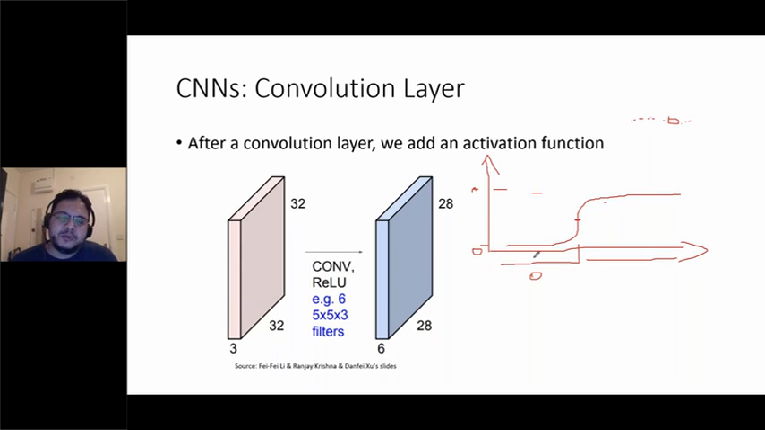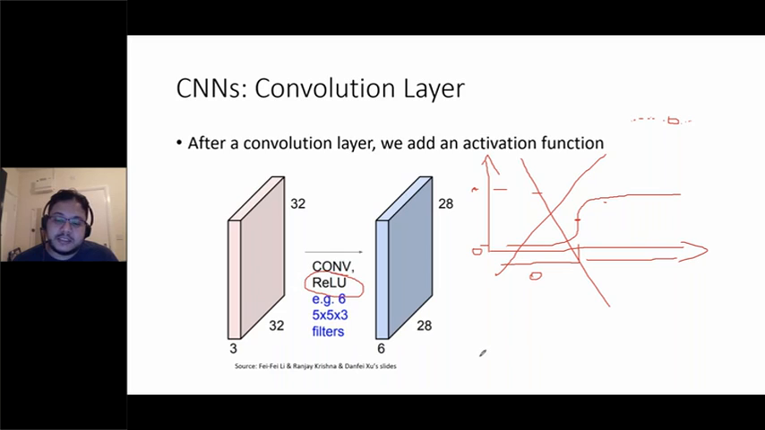The sigmoid will tell me, for example, when I have a convolution layer, if there is a shape or not. It transforms the value to 0 or 1. Does the shape exist here or not? 1 if it exists, 0 if it doesn't. So we don't use a sigmoid generally in convolutional neural networks. We use the ReLU.